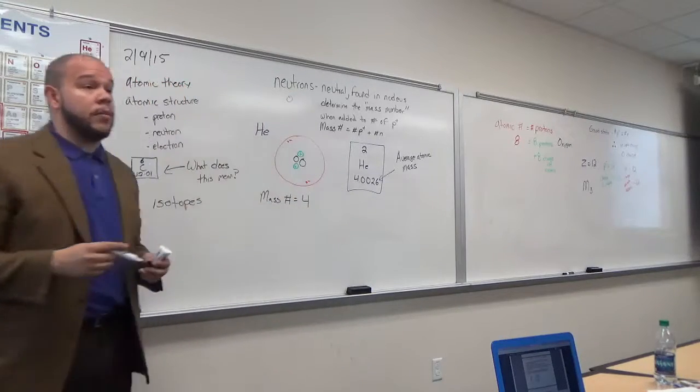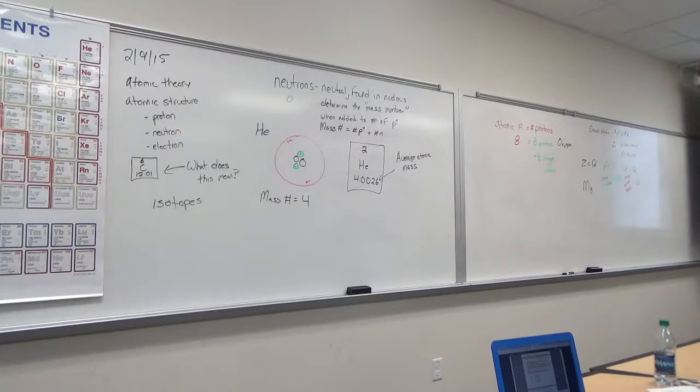Mass number is always going to be a whole number. Again, we cannot have half of a proton, half of a neutron. So our mass number is equal to 4.